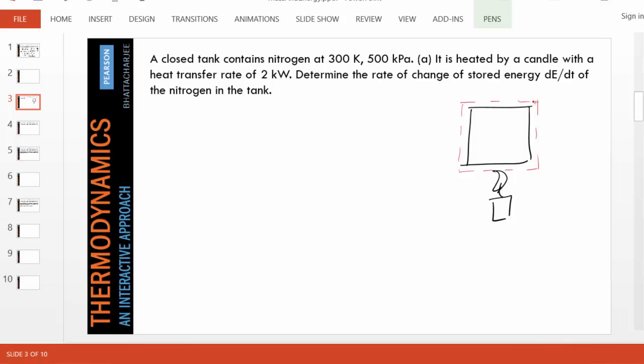The heat transfer rate is given as 2 kilowatt, and we are supposed to find what is dE dt for this problem. Again, employing the energy equation. The most general equation is given by this.